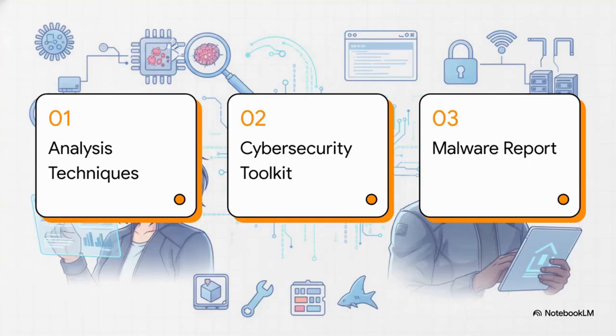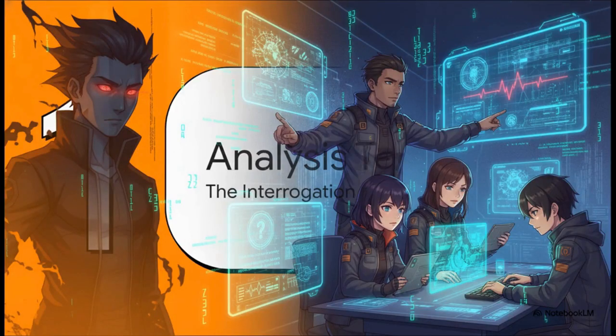Okay, let's dive into this. Our Masterclass progression today breaks down into 3 distinct phases. First, core analysis techniques. Second, the cybersecurity toolkit. And third, the final malware report. Starting off with Phase 1, core analysis techniques, or as we like to call it, the interrogation room.